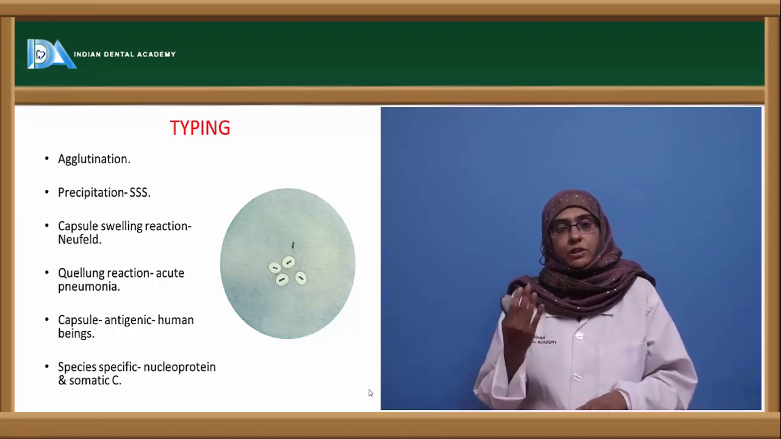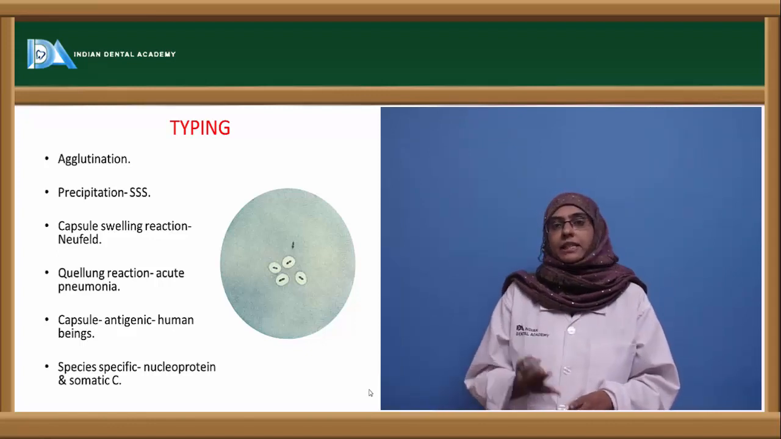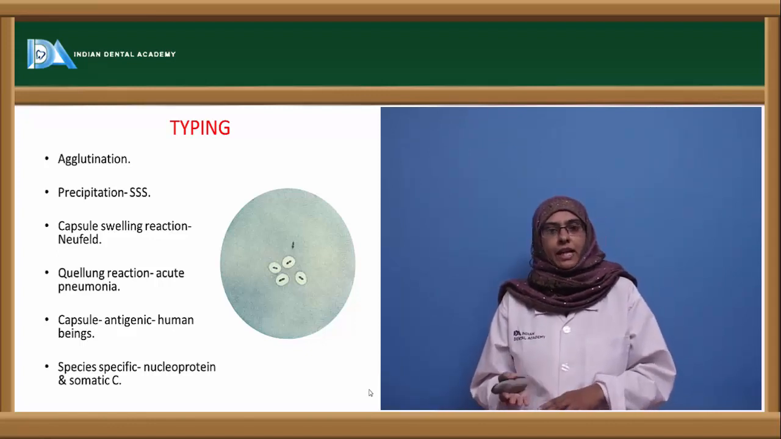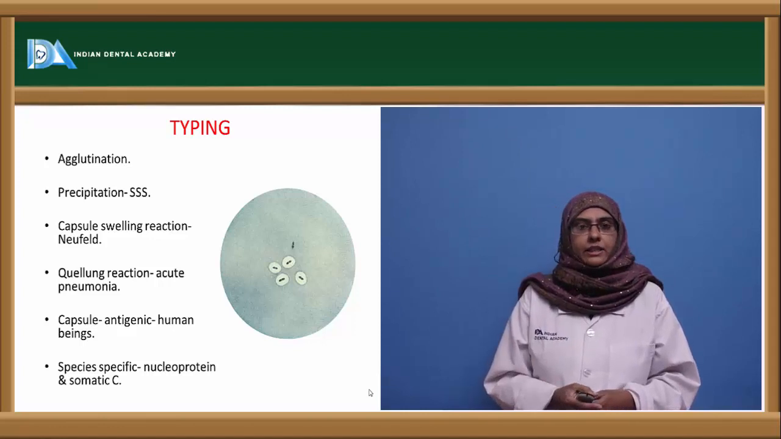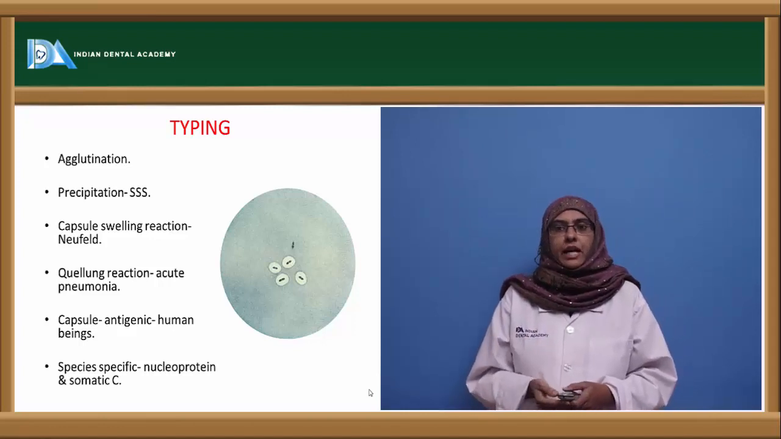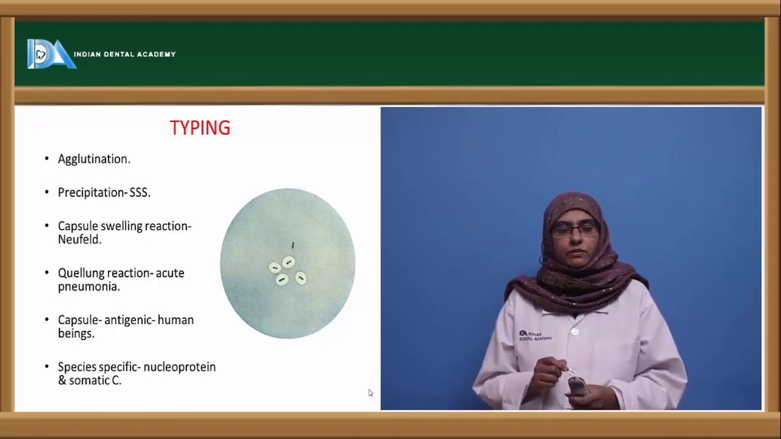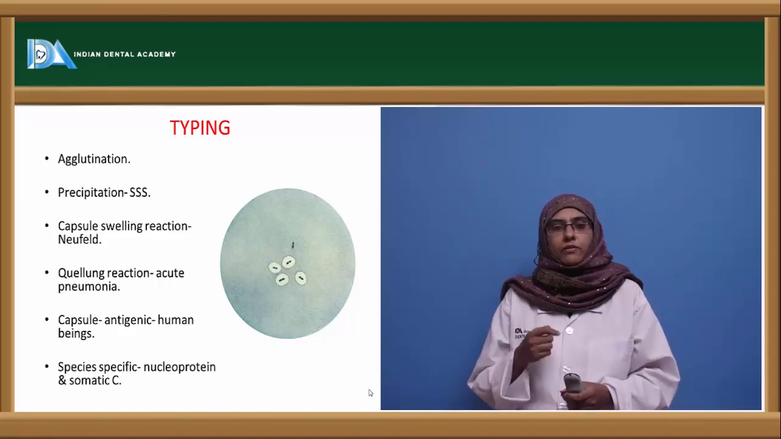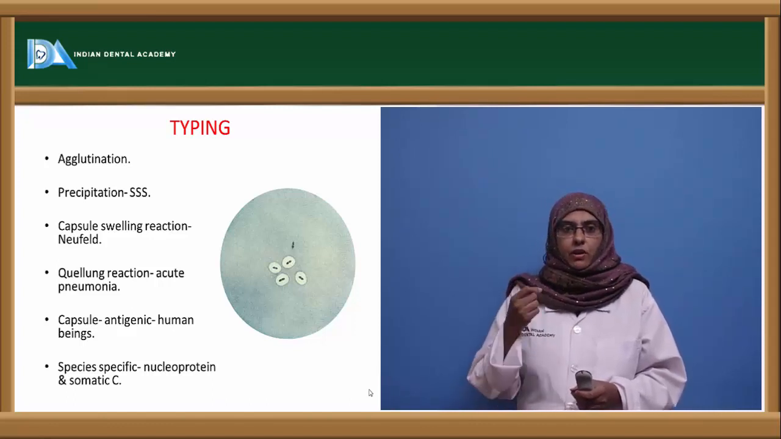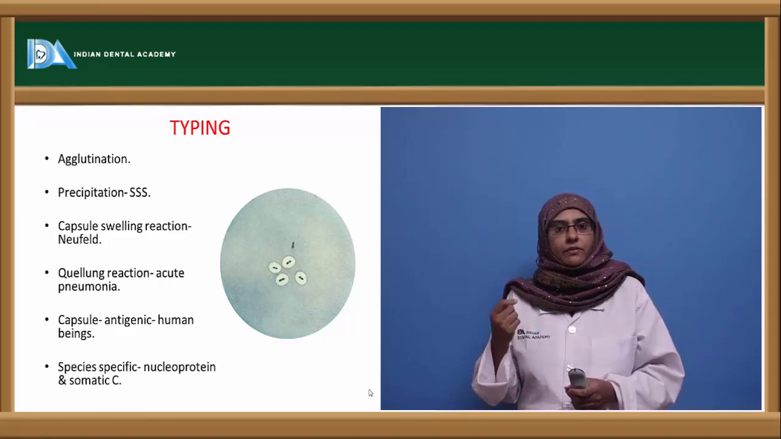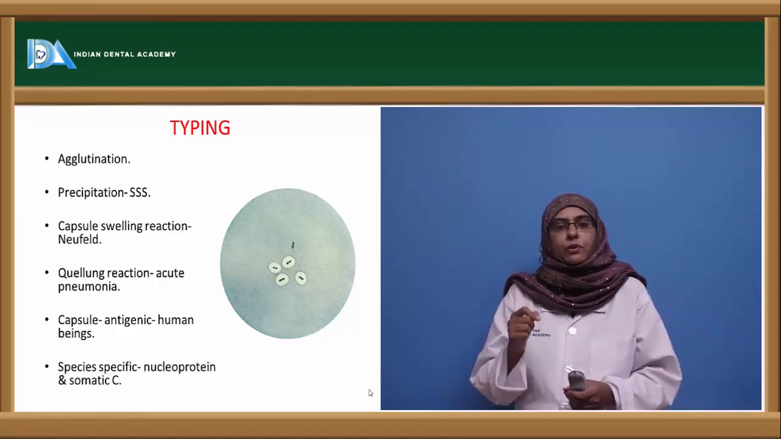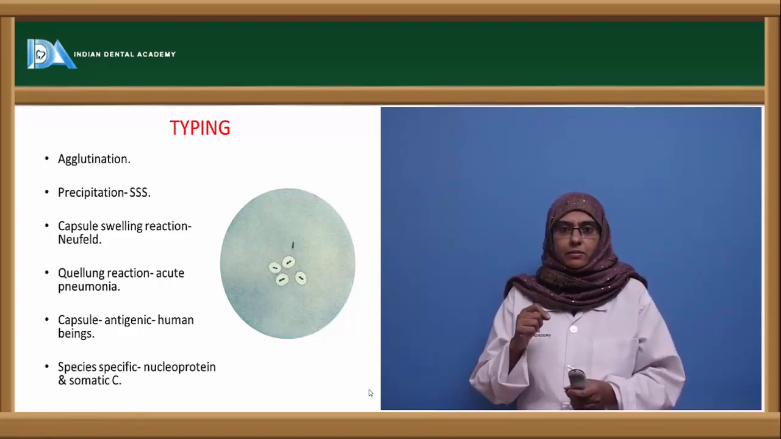And the third, the most important one, is the Quellung reaction, that is the capsular swelling reaction, which was discovered by Neufeld. In this particular test, we mix a drop of the capsular material, the organism which is active, with the anti-sera and a few drops of methylene blue.